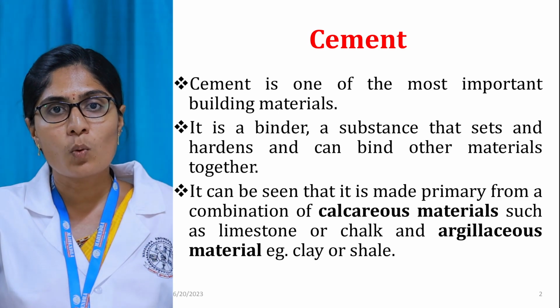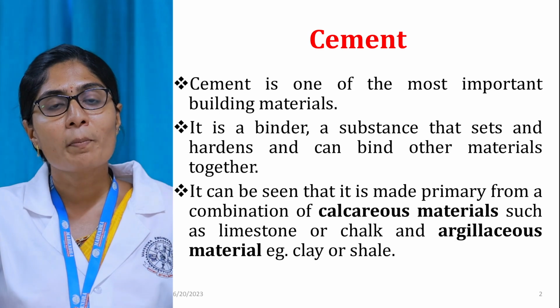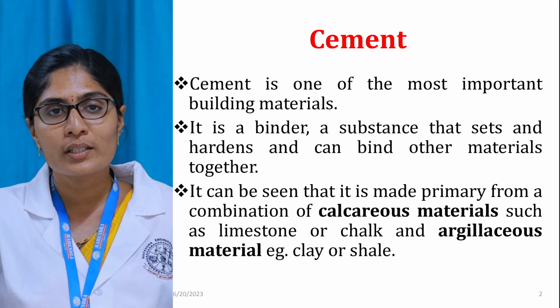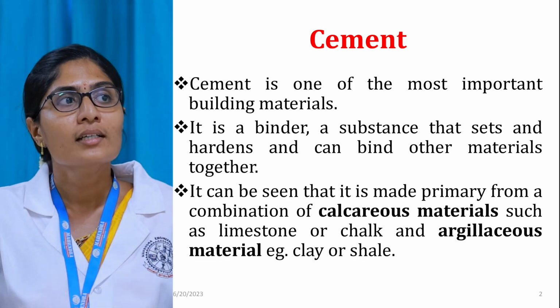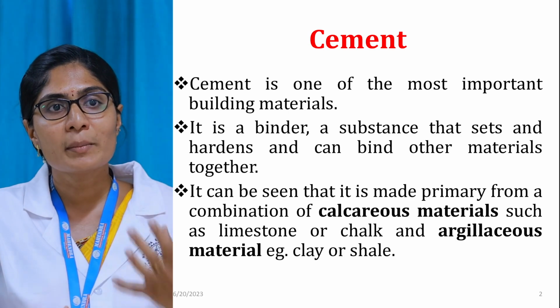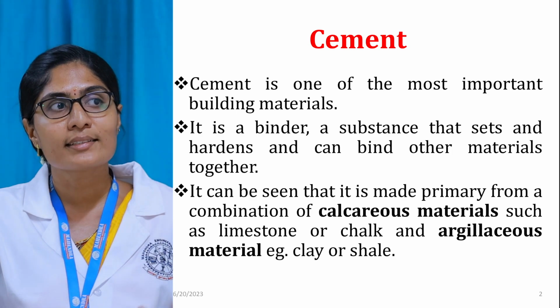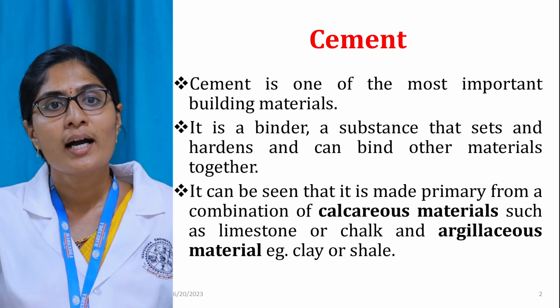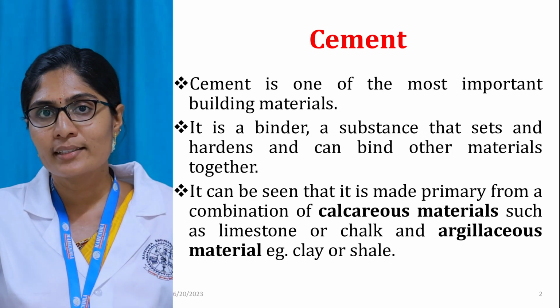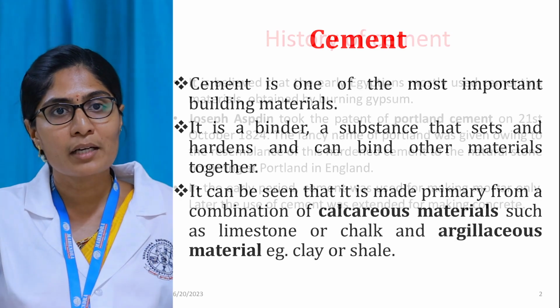Cement, when it reacts with water, forms a hardened component that, when added with the aggregates, forms the concrete. So it can be seen that cement can be manufactured by the combination of calcareous material, that is limestone or chalk, combined with argillaceous material, that is clay. This is how the cement is manufactured.